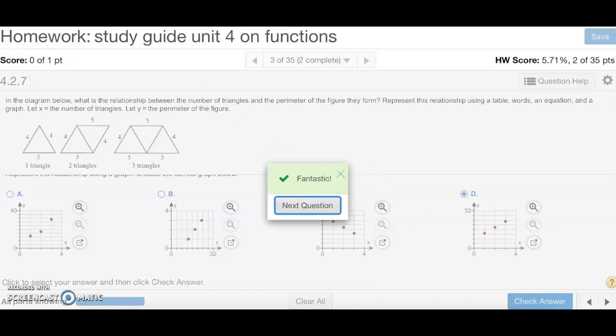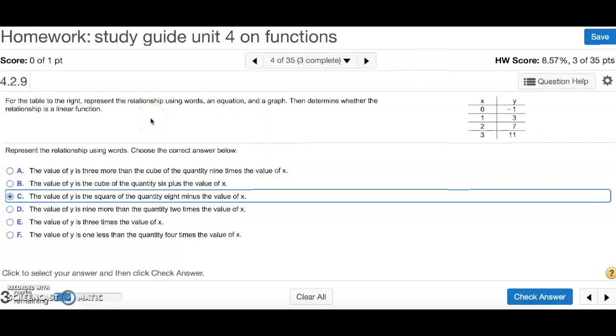And that's number 3. Number 4, it says for the table to the right, represent the relationship using words, an equation, and a graph. Then determine whether the relationship is a linear function. Okay, so looking at this table, x's are all going up by 1. Y's going from one y value to the next, you are adding 4 to it. So it is going up by a constant amount, by 4.